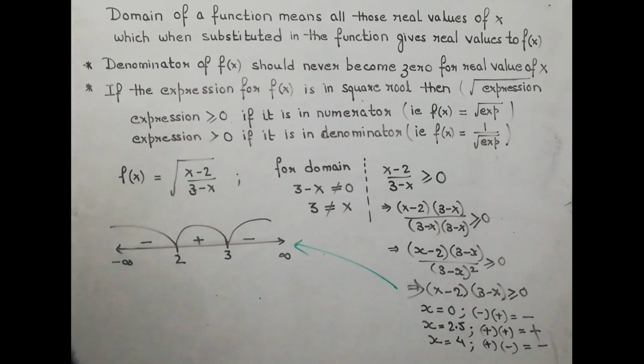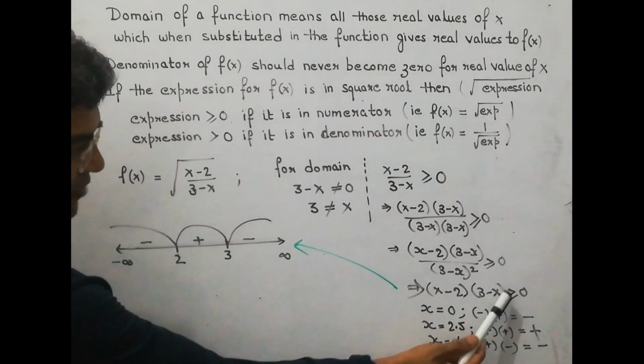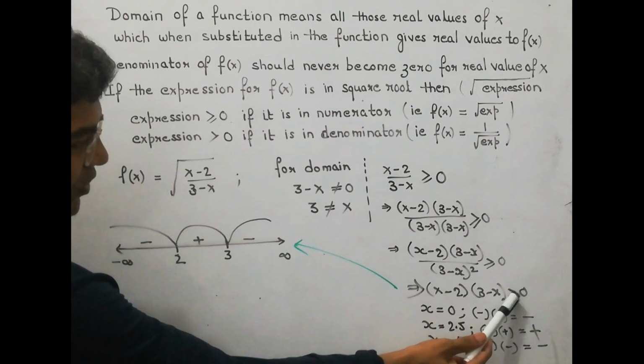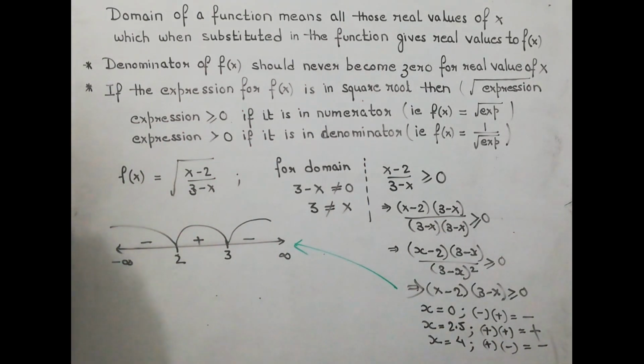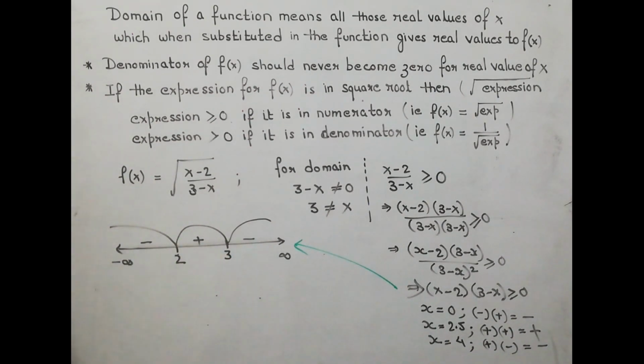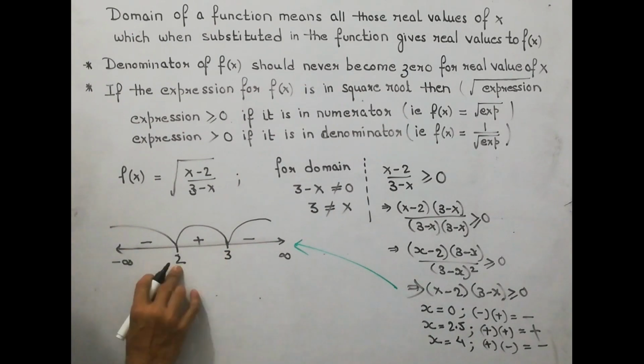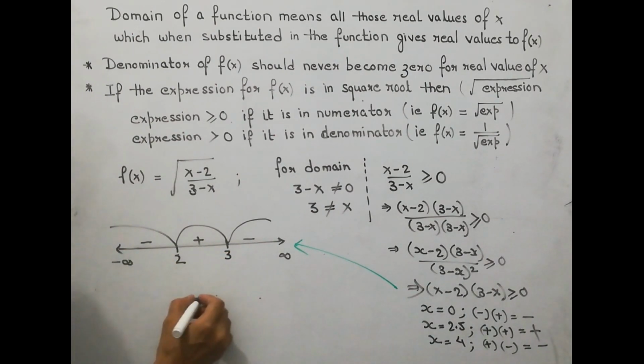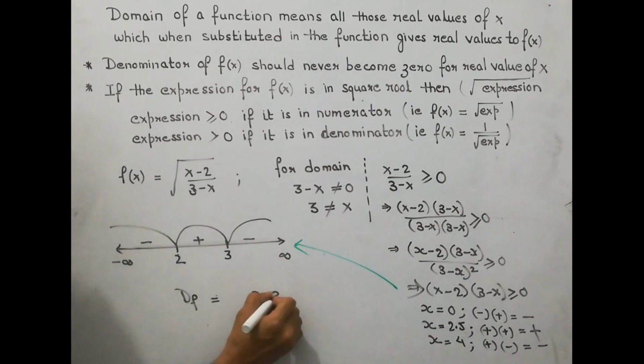Now, from here, we have to consider greater than or equal to 0. That means we have to consider only the positive subinterval. So this one is the positive subinterval. So that means we are going to take values lying between 2 and 3. So the domain of the function will be 2 and 3.